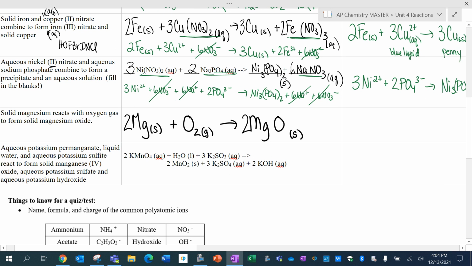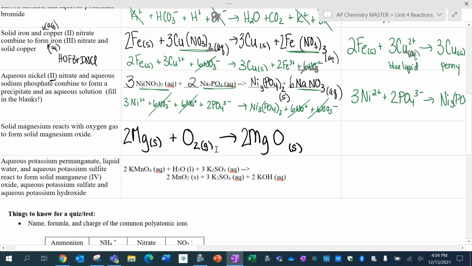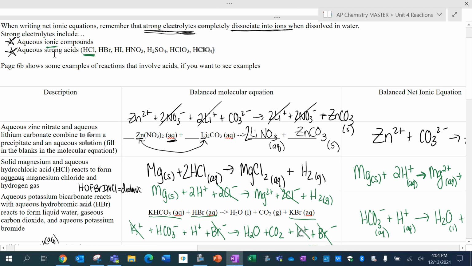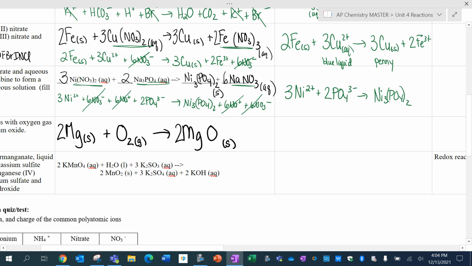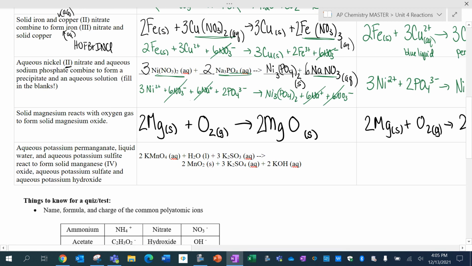And then to get our net ionic equation, remember what we ionize are aqueous ionic compounds and aqueous acids. So I'm going to underline everybody who ionizes. Oh, wait, nobody ionizes. Okay, so sometimes the net ionic equation is the same thing as the molecular equation, which is what happens here. So nobody ionizes, so that means there's no spectators. So there you go. The net ionic is the same as the molecular. That can happen sometimes.